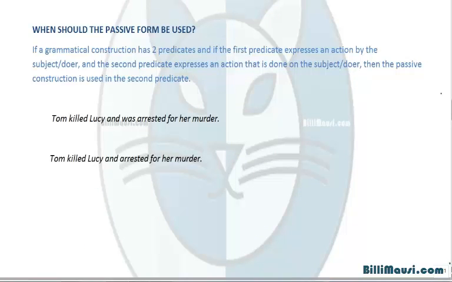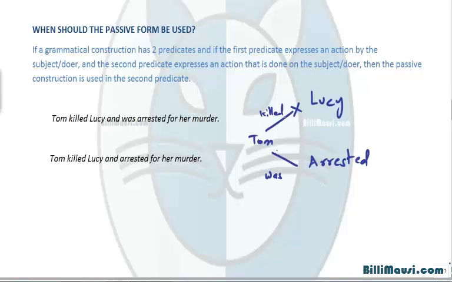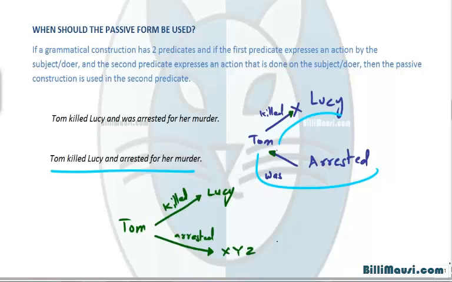Tom killed Lucy and was arrested for her murder. Tom killed Lucy and arrested for her murder. What it wants to convey is that Tom killed Lucy, and for that act he was arrested. But the second sentence means that Tom killed Lucy and arrested somebody, XYZ, for the murder. The interpretation is wrong here. So in this case, passive voice will be correct: Tom killed Lucy and was arrested for her murder, because he is not arresting somebody, he is getting arrested.